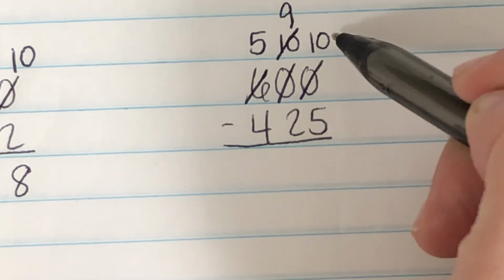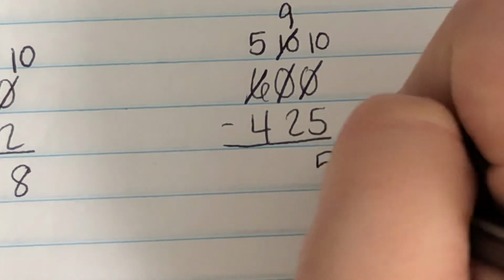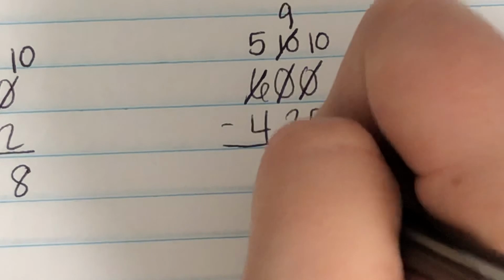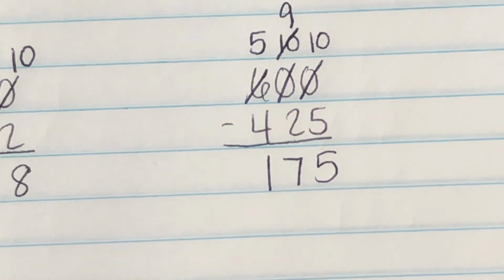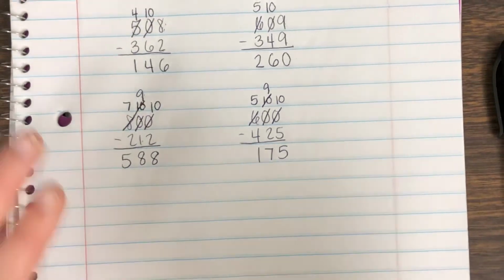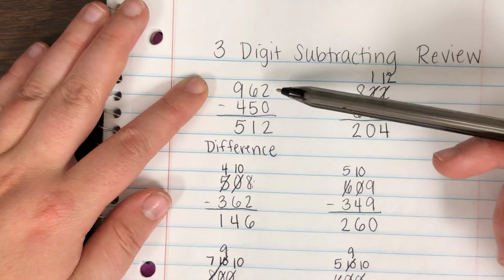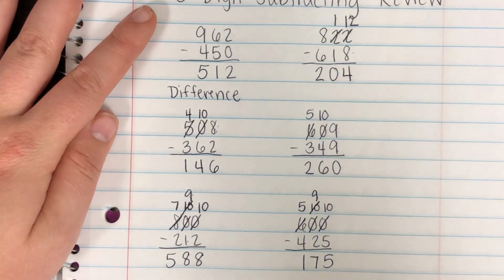Now I can subtract. There's more on top, no need to stop. 10 minus 5 is 5. 9 minus 2 is 7. 5 minus 4 is 1. Okay, so that is how you would subtract across zeros. That is how you would regroup a regular subtraction problem that needs you to regroup, and this is also how you do subtracting without regrouping. I hope that this review reminded you how to subtract, and good luck.